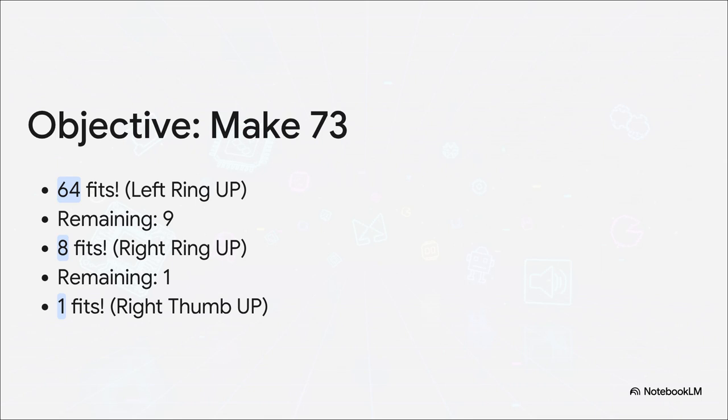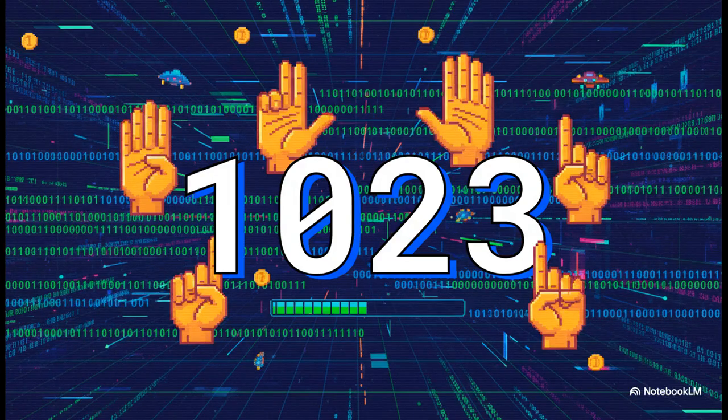What's the biggest number that fits into 9? That's 8. Your right ring finger goes up. And what's left? Just 1. So your right thumb goes up. There it is. Left ring, right thumb. That's 73 in binary. So, what's the highest number you can possibly count to with all 10 fingers held up? A whopping 1,023. That is a ton of information to store on just 10 fingers.